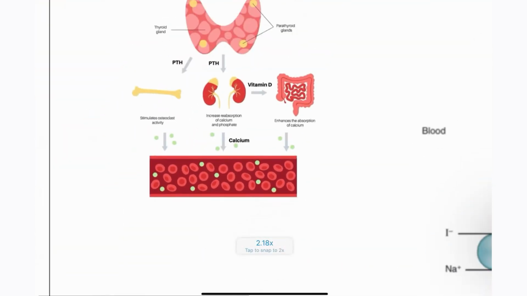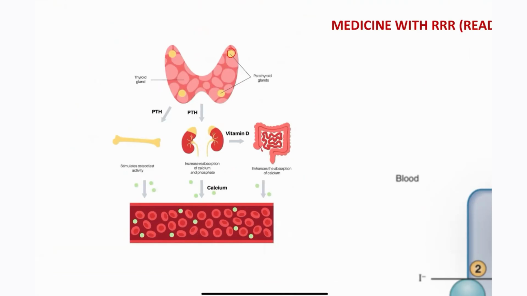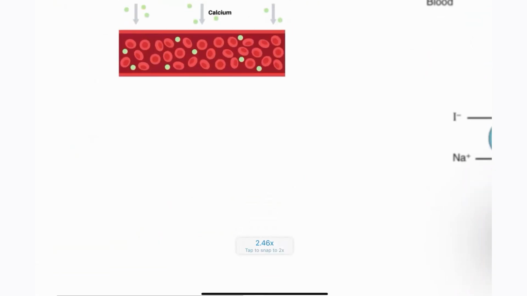Next, moving on to the parathyroid hormone. So here you can see these are the four lobes of the parathyroid on the backside of the thyroid gland that you are going to see. What is the normal mechanism of the parathyroid hormone? When the parathyroid hormone is normal, it is going to maintain the calcium homeostasis.